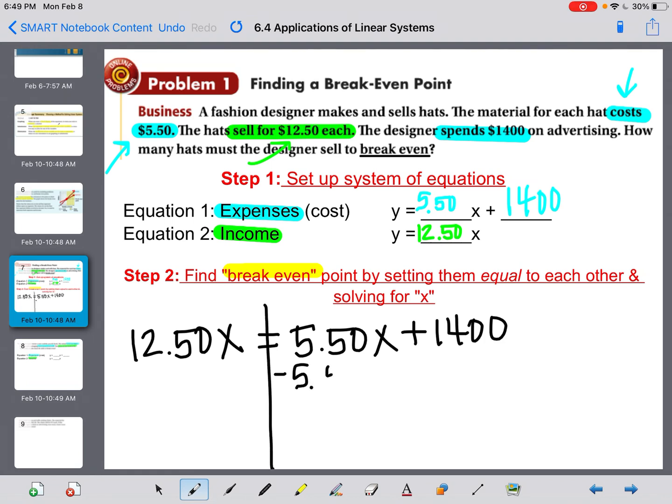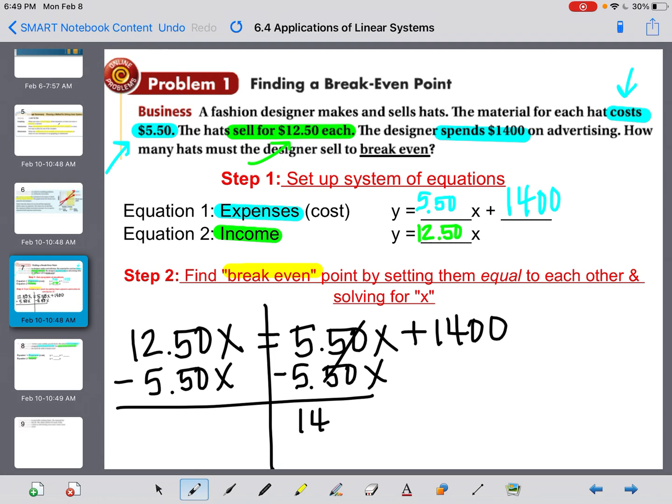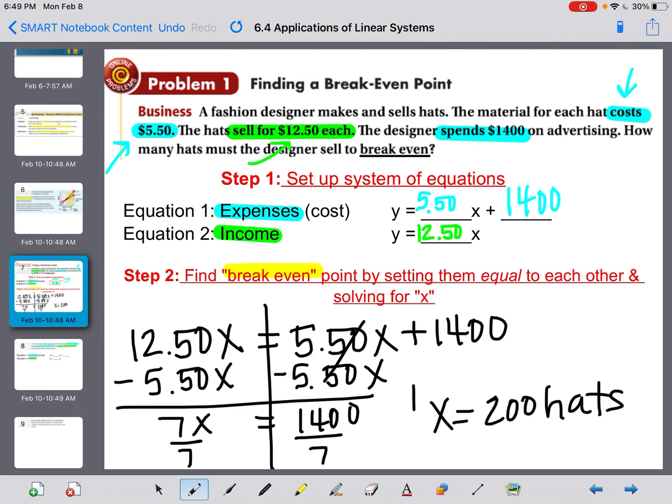So I'm going to solve my equation just like I normally would. Subtract $5.50 times x on both sides. That leaves me with 1,400 over here and 7x over here. And I divide by 7 and I find out that x is equal to 200 hats. So that means that once they sell 200 hats, they will no longer be in the hole any money. They won't owe any money, but they also will not yet have made a profit. But once they sell anything over 200, now they're making a profit.